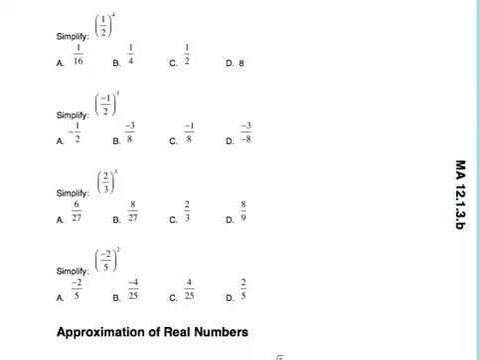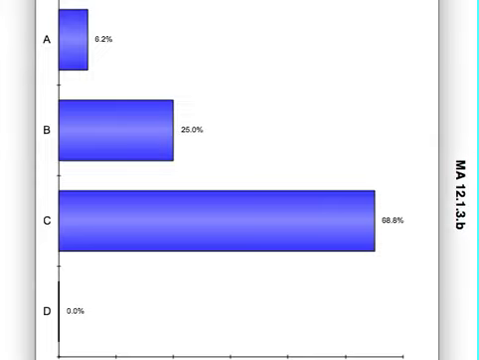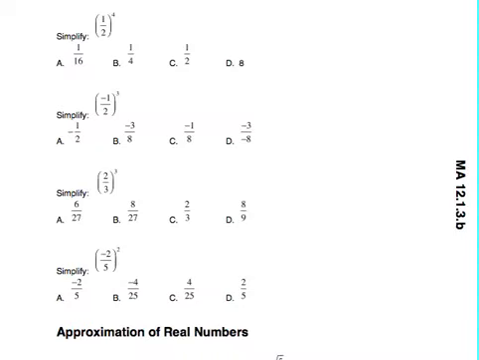Let's shoot for the bottom one. Let's see how we do on the bottom one. And the answer is C. Now the biggest thing you need to remember is that this is -2/5 times -2/5. So you have -2 times -2, which is +4, over 5 times 5, which is 25.